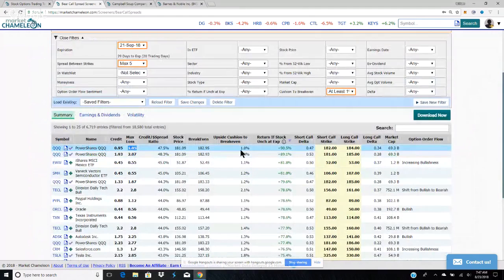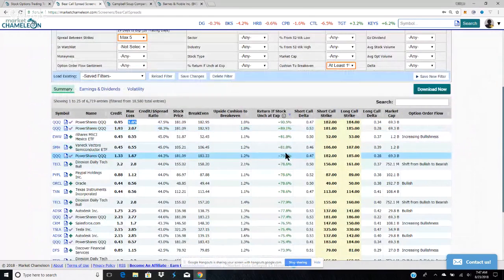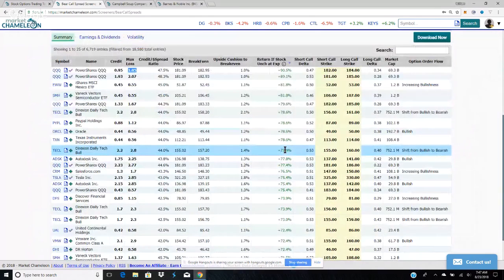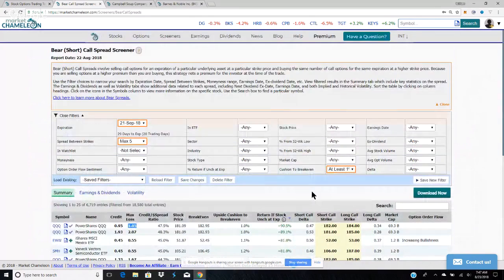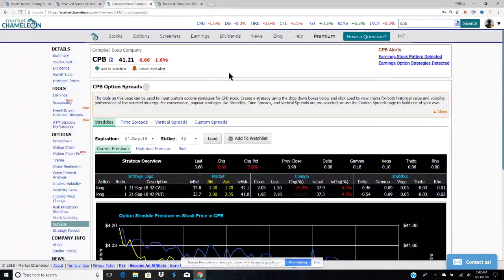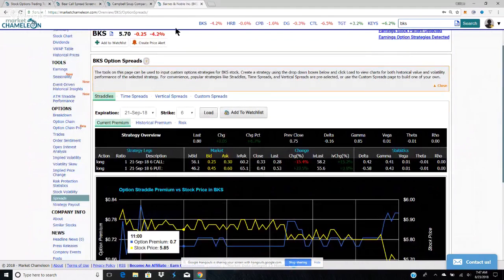But the QQQ is the big tech sector. There's downside in everything, but those tech stocks have run up huge. So let's go back to it was HRB, right? HRB, I wanted to look at. Yep. All right.